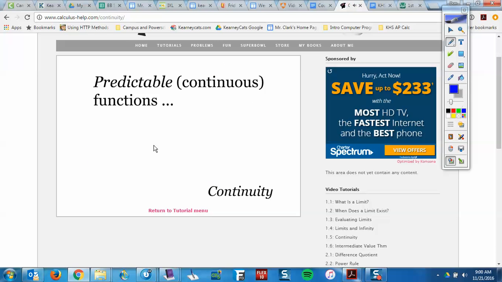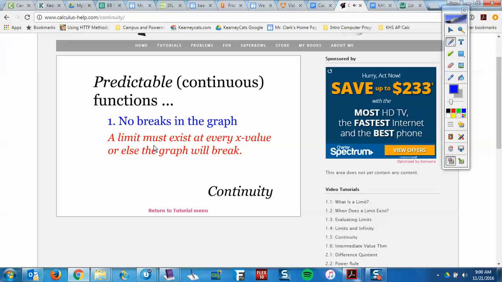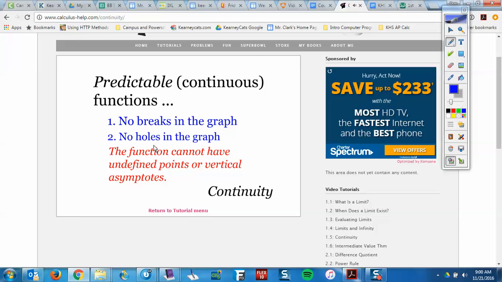Okay. Now, we're not talking about limits here. We're talking about continuous functions. Continuous functions are predictable. But what does that mean? Well, it means two big things. One, no breaks. Well, we already know that breaks occur in functions when no limit exists there. Therefore, for a function to be continuous, it must have a limit at every x in its domain. Secondly, no holes. Continuous functions must be defined everywhere in their domain.